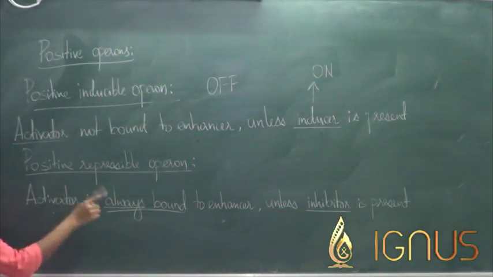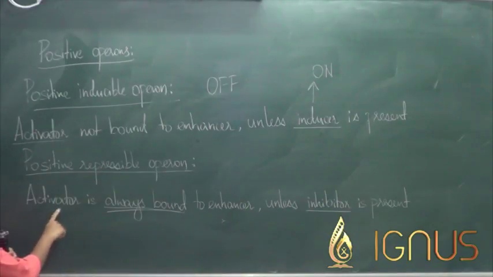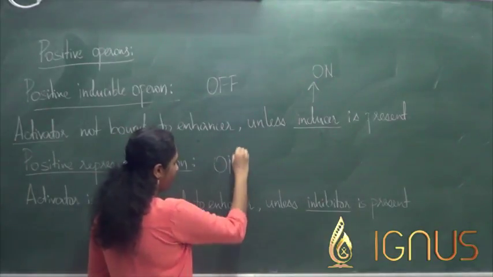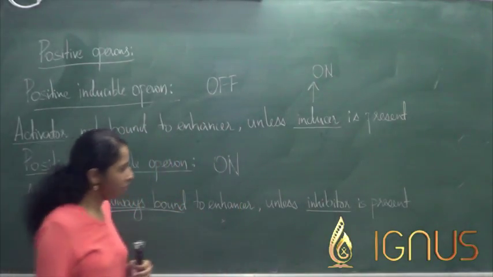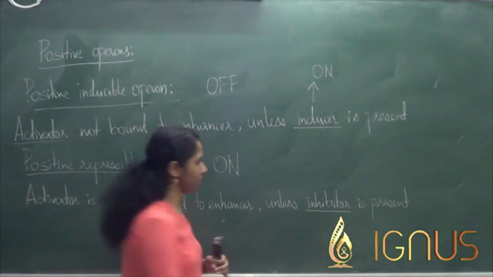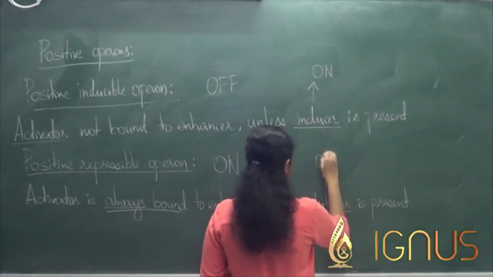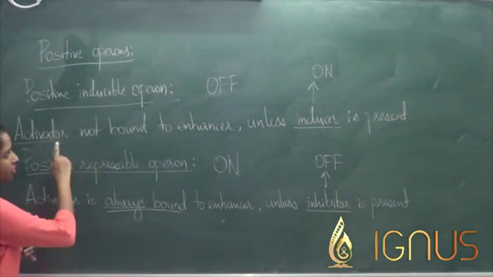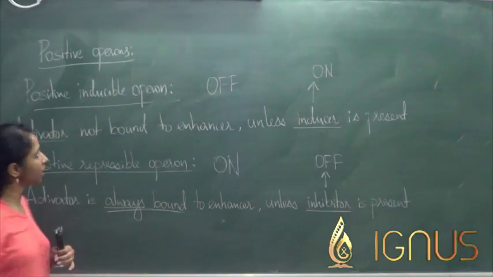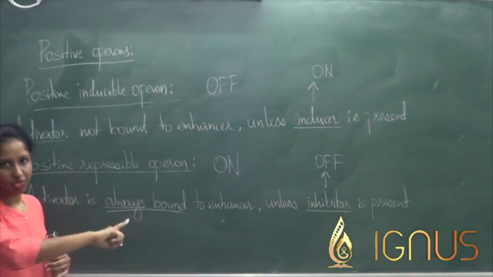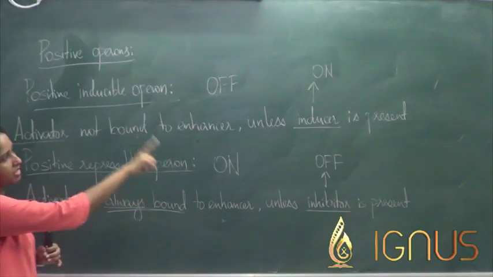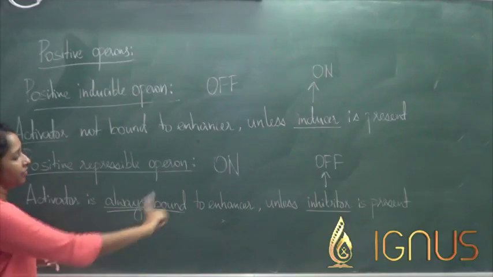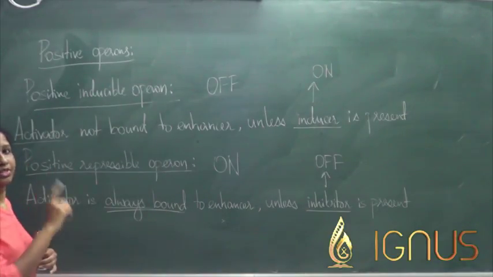In case of a positive repressible operon, because the activator is always bound to the enhancer, normally the operon is on. But whenever an inhibitor is present, the operon is switched off. Like in the negative operons, positive operons are also opposites. So, an inducible operon is always off, and only when the inducer is present is it turned on. A repressible operon is always on. Whenever the inhibitor is present, it is turned off.